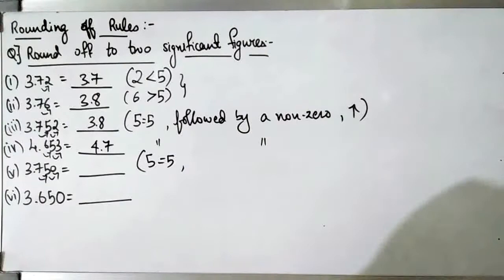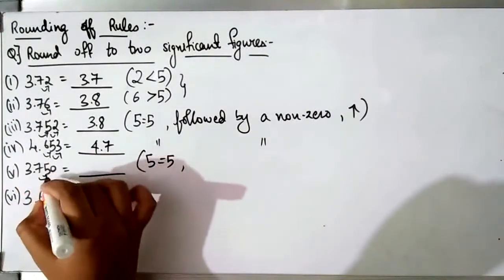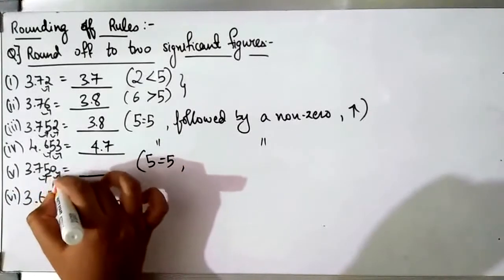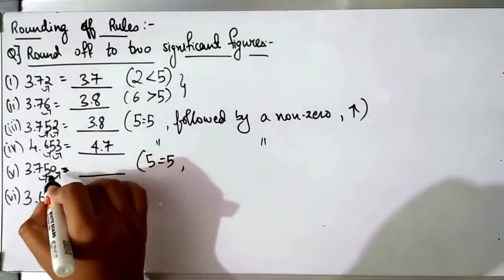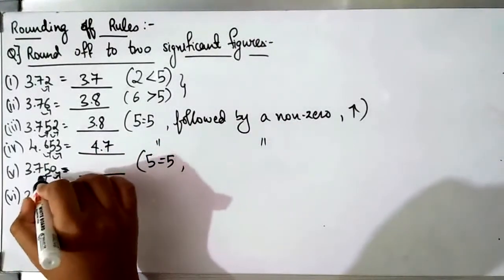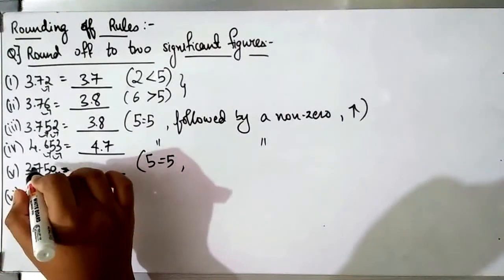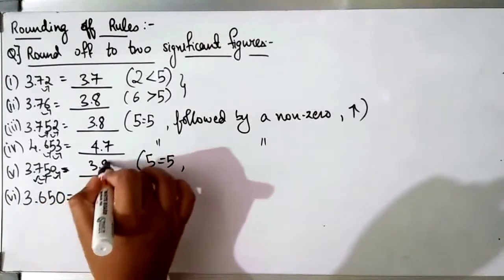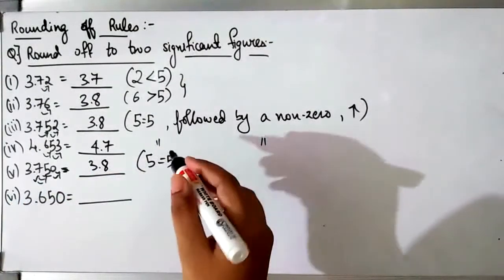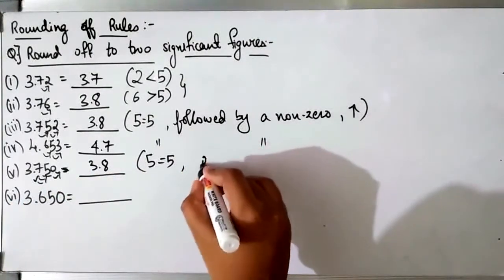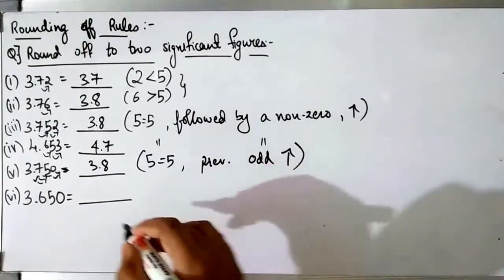Whenever we have got something like 5 is equal to 5, we are going to see the previous one. Okay, we have got 5 and we have got the next one as 0. Now when we got non-zero, we had increased it, but when we get 0, what are we going to do? We are going to see the previous number. The previous one is an odd number, so we are going to increase it. We have to check the previous number, we need to check whether it is an odd number or even number, but here we have got an odd number. The previous number is odd, so whenever we have got an odd number, we are going to increase it.